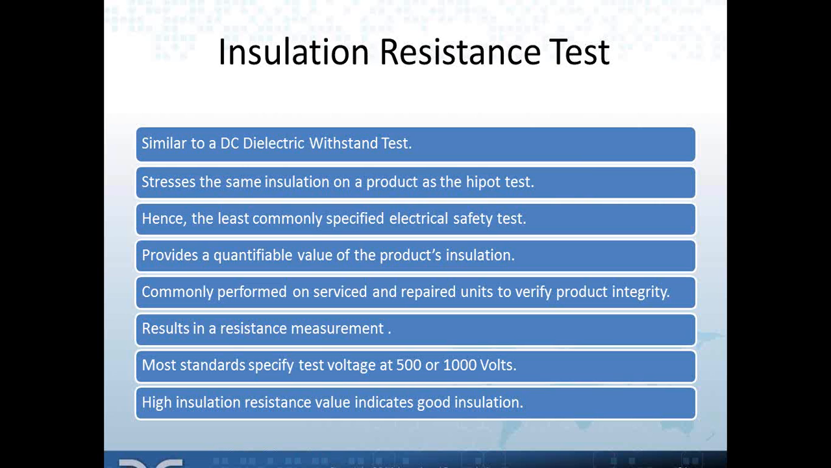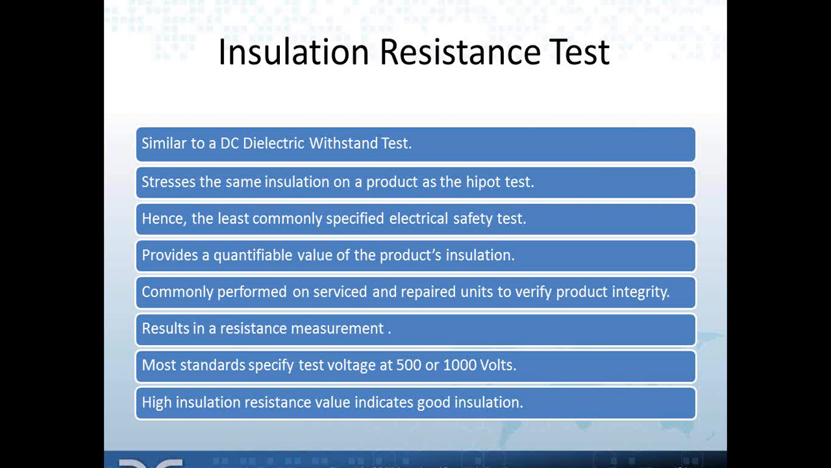Although most insulation resistance testers have a variable output voltage, this test, according to the standards, is usually specified at 500 to 1,000 volts. The result of this test is a resistance measurement, and it is most commonly performed on serviced and repaired units to verify the integrity of the product. Now, based on the result of this test, a high insulation resistance value is what indicates a good insulation.